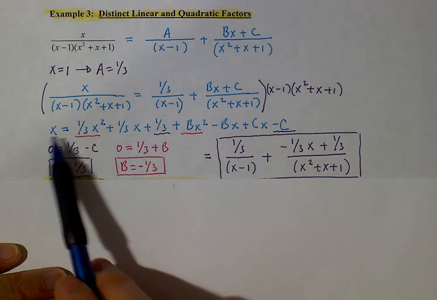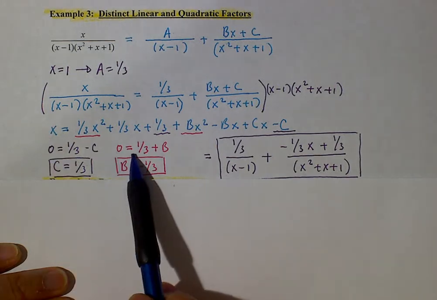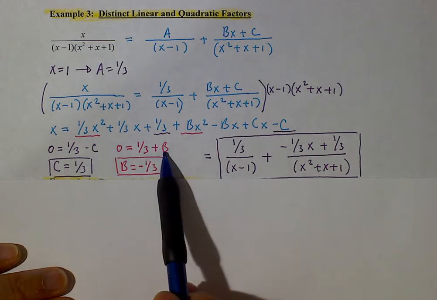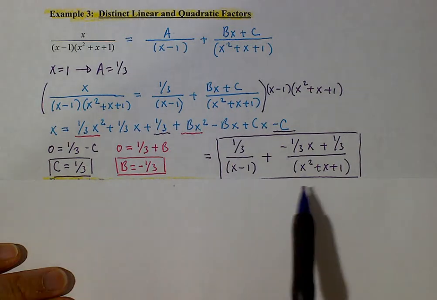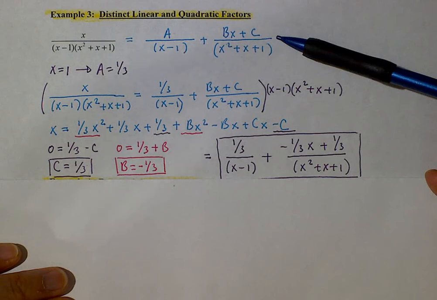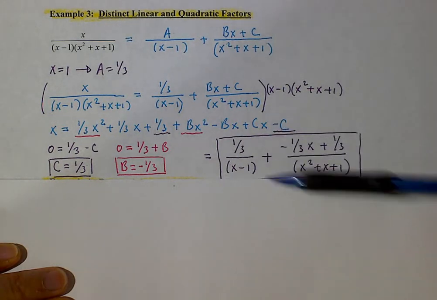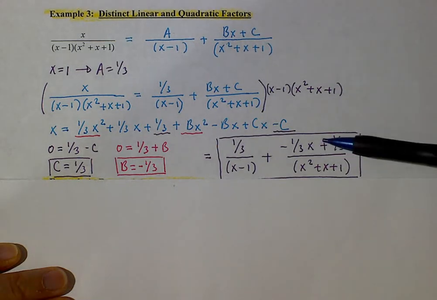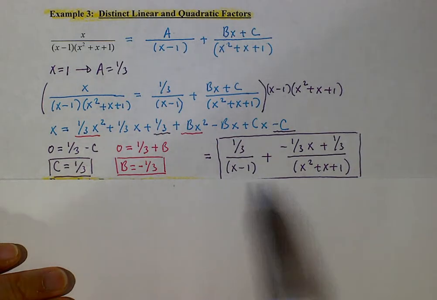Okay, now I'm looking at the squared term. So there's no squared term on this side, so it's going to be 0 equals, and here's a squared term, which is 1/3, and here's a squared term, which is plus b, so b is equal to a negative 1/3. All right, so then with that, I can substitute it all back into this. So then I end up with a 1/3 over x minus 1. And then my bx plus c is a negative 1/3 x plus 1/3 all over x squared plus x plus 1. And that's the partial fractions.